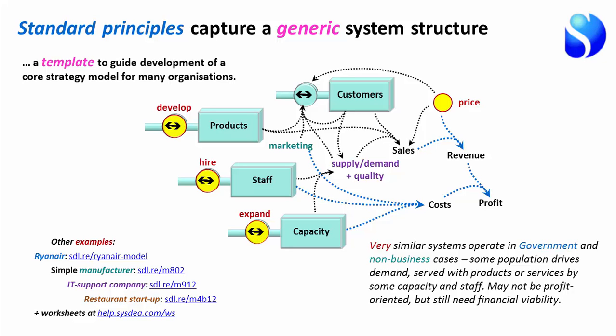Some population drives demand served with products or services provided by some enterprise or groups of enterprises, made possible because they've got some physical or IT capacity and enabled by staff. Even if they're not profit-oriented, they still have to be financially viable, so the financial part of the structure still applies. It's just that you're not pursuing the same kind of aims with it. So this is a kind of very high-level architecture that can be applied with small modifications to many, many different kinds of cases. So just take one example.